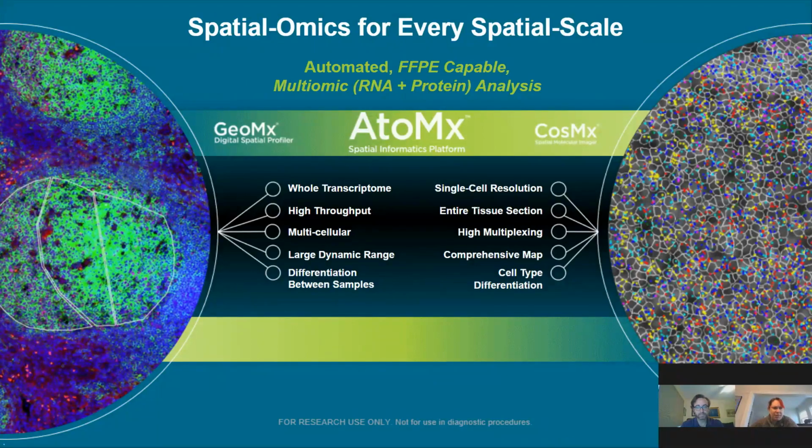Another question that came through is: is the tissue destroyed after immunohistochemistry or molecular profiling? I guess this question could be asked for both CosMx and GeoMx. In other words, can you perform an H&E or chromogenic IHC?